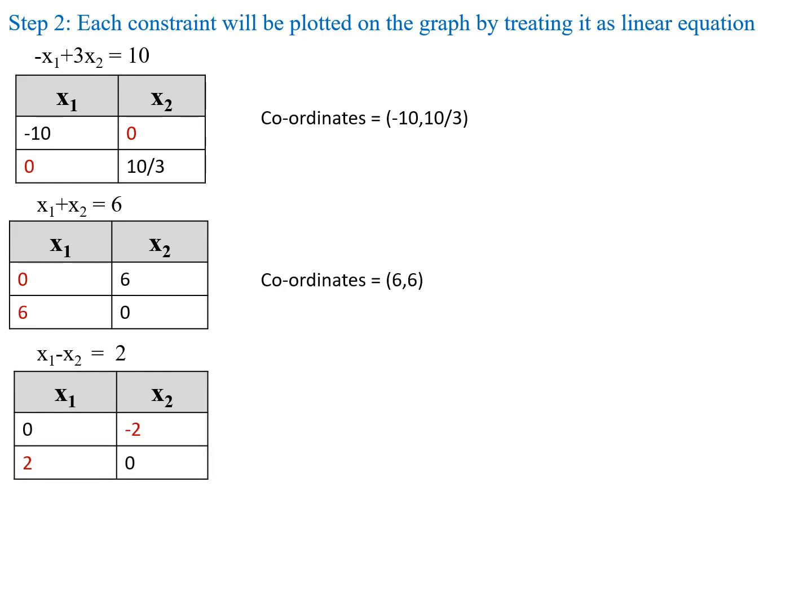Next third constraint is x1 minus x2 equal to 2. Assume x1 equal to 0 and substitute in the above equation. Then we will get the x2 value as minus 2. Similarly, assume x2 equal to 0 and substitute in the above equation. We will get the x1 value as 2. Then coordinates for the third constraint equation are 2 comma minus 2.